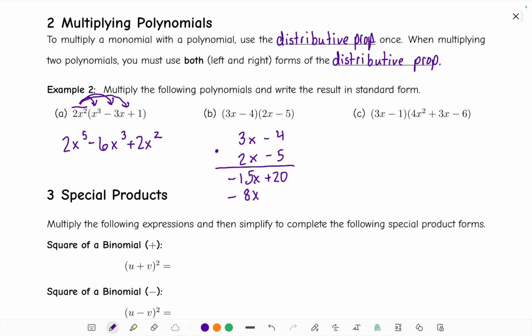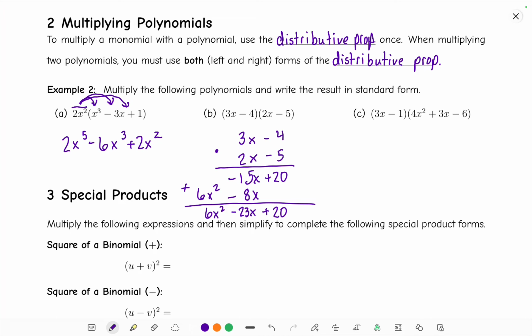And then 2x times 3x is 6x squared. Then you add these two results together. So you get positive 20, negative 23x, 6x squared. And there we multiplied 3x minus 4 times 2x minus 5. And the reason why some students like doing it vertically is it reminds them of multiplying two or three digit numbers together.